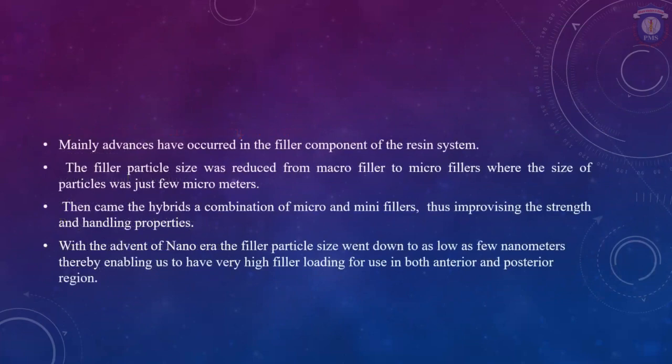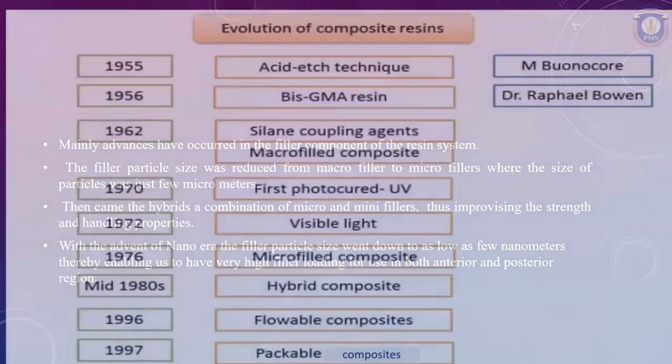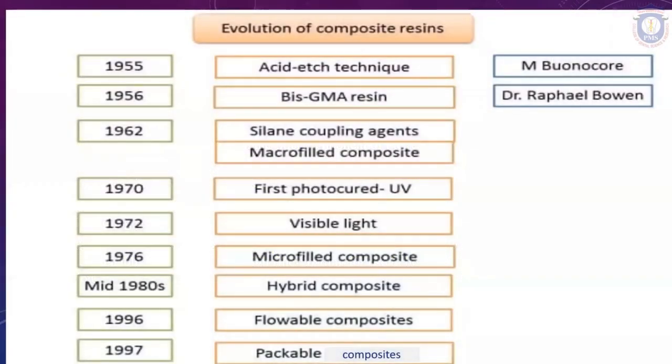Main advances have occurred in the filler component of the resin system. The filler particle size was reduced from macrofillers to microfillers, and then came hybrid composites, a combination of micro and mini fillers, thus improving the strength and handling properties. With the advent of the nano era, the filler particle sizes went down as low as a few nanometers, thereby enabling higher filler loading for use in both anterior and posterior regions. This is how the evolution of composites has occurred.